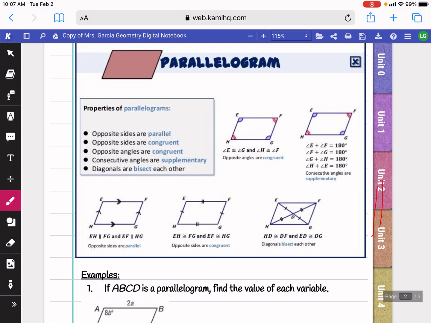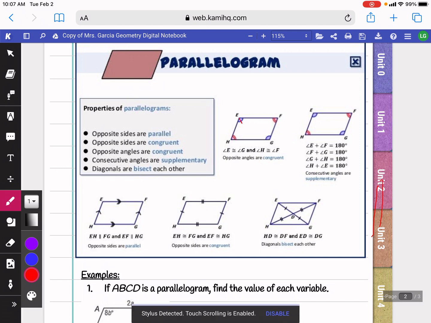Remember, when I say opposite, I mean the ones that are opposite or across from each other, kind of like at a diagonal, if you're looking at angles. So for example, if you look at the angles in this picture over here, angle E would be congruent to angle G. Angle H would be congruent to angle F. So that's what I mean by opposite angles.